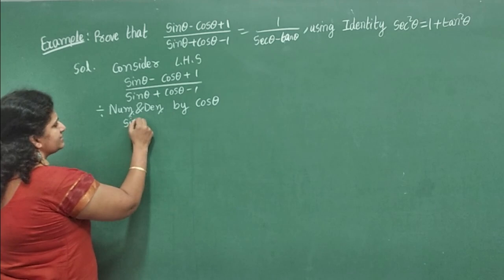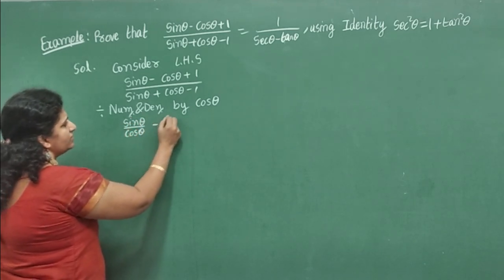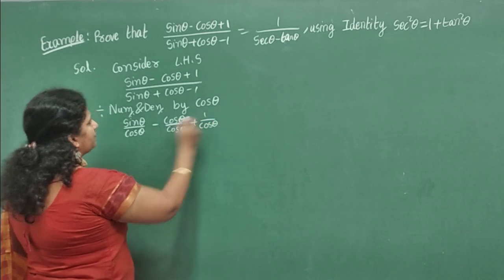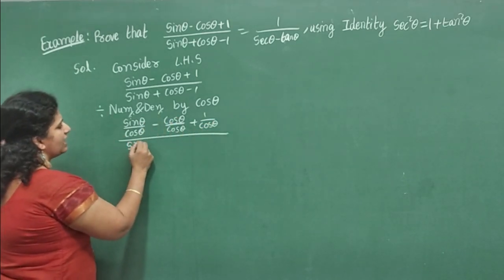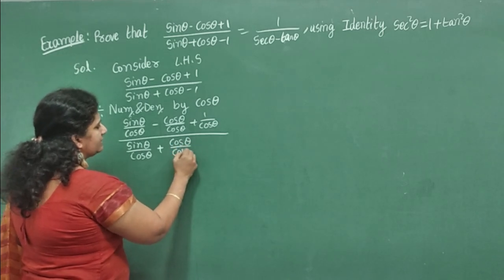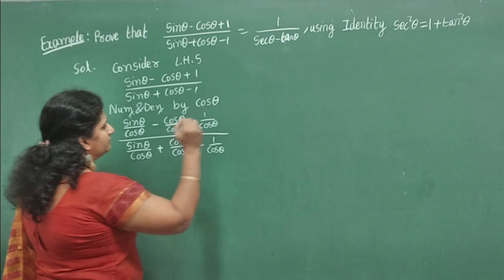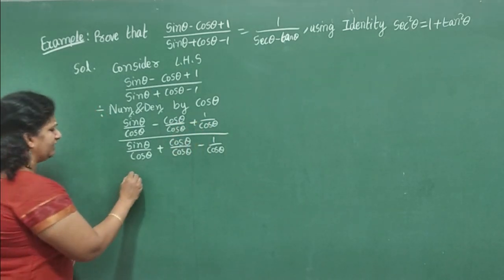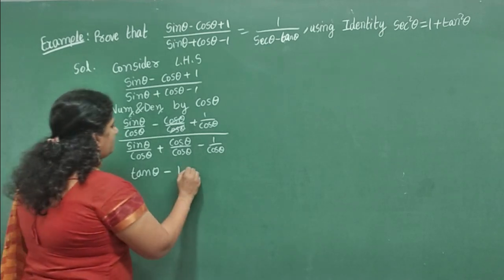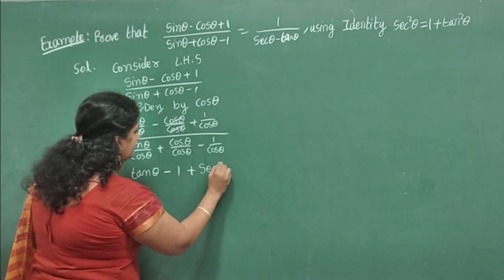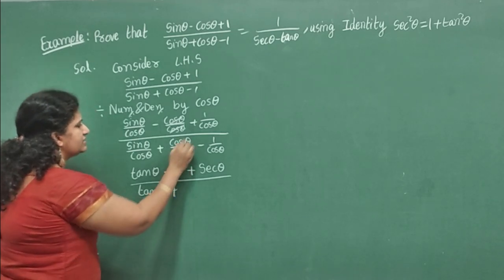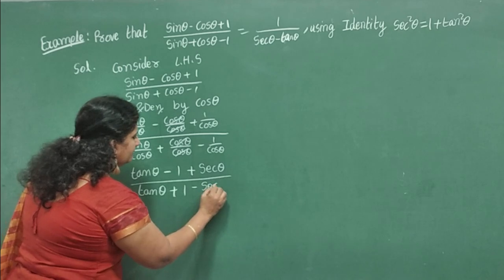So let's start dividing. Sine theta by cos theta minus cos theta by cos theta plus 1 by cos theta, whole divided by sine theta by cos theta plus cos theta by cos theta minus 1 by cos theta. What is sine theta by cos theta? Tan theta. Tan theta minus, this cancels, you are left with 1. Plus 1 by cos theta is nothing but secant theta. Whole divided by tan theta plus 1 minus secant theta.